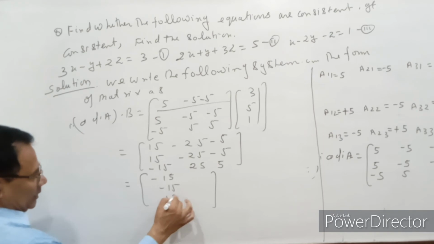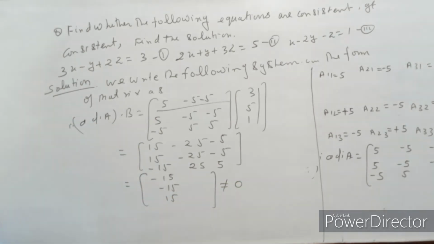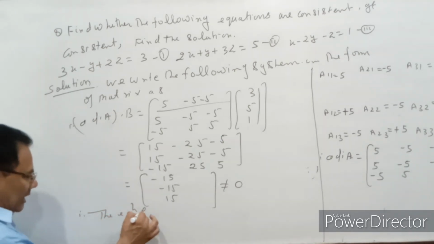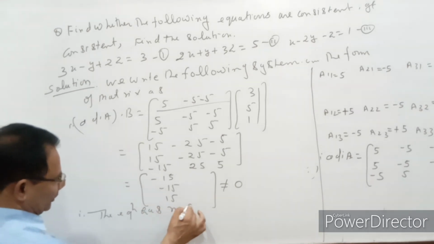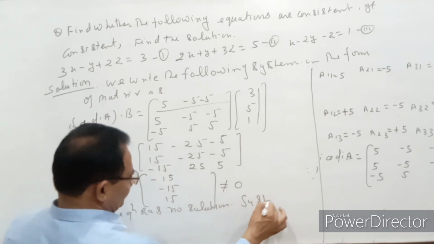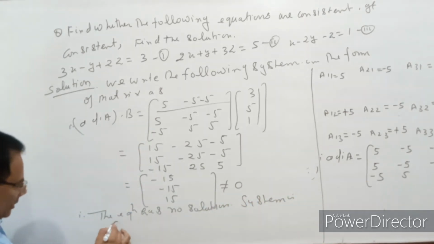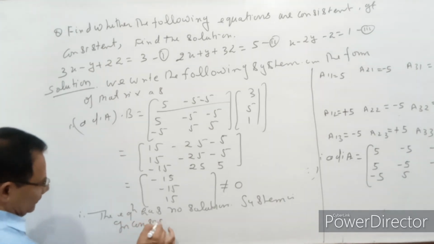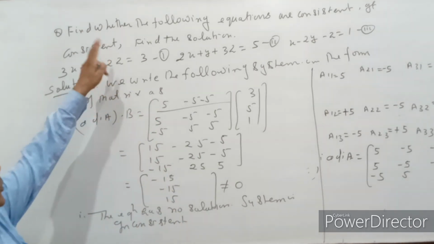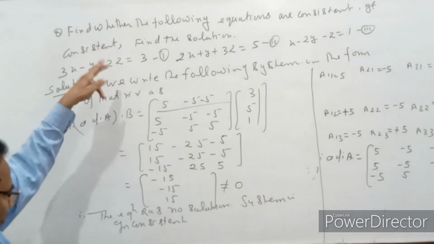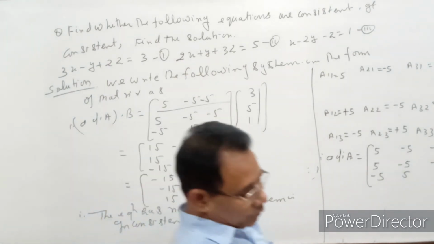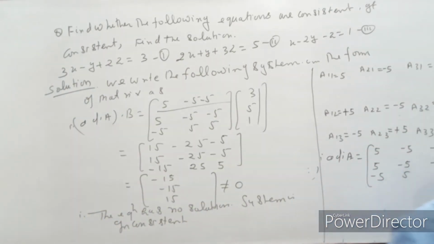-15 और +15, not equal to 0, और therefore the equation has no solution and the system is inconsistent. Because the system is inconsistent, therefore no need to find the solution, because the system has no solution.